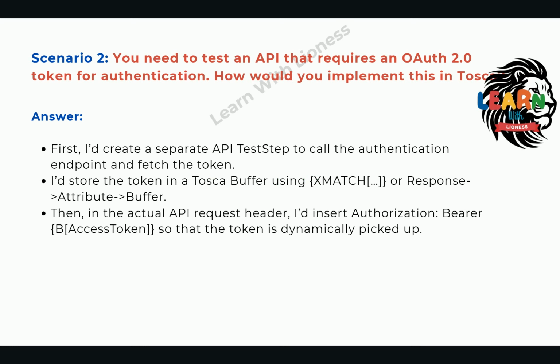Scenario 2. You need to test an API that requires an OAuth 2.0 token for authentication. How would you implement this in Tosca? Answer. First, I'd create a separate API test step to call the authentication endpoint and fetch the token. I'd store the token in a Tosca buffer using XMatch or response attribute buffer. Then, in the actual API request header, I'd insert Authorization: Bearer, followed by the API access token buffer, so that the token is dynamically picked up.